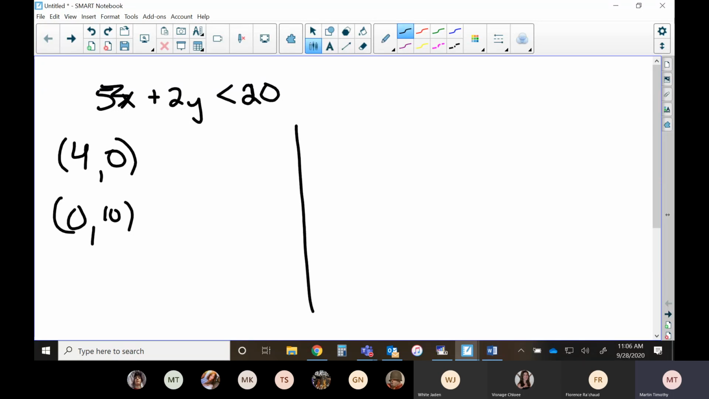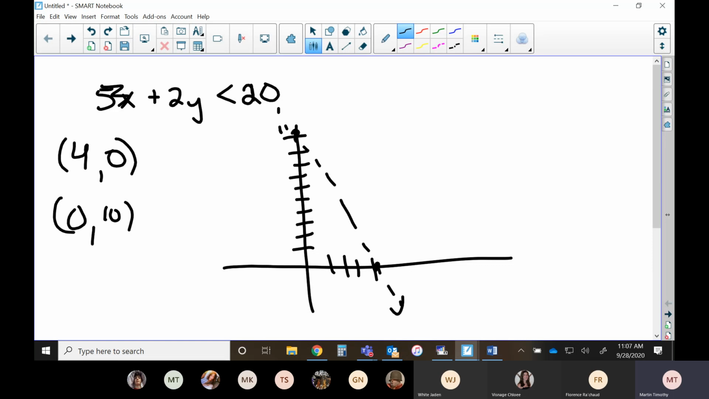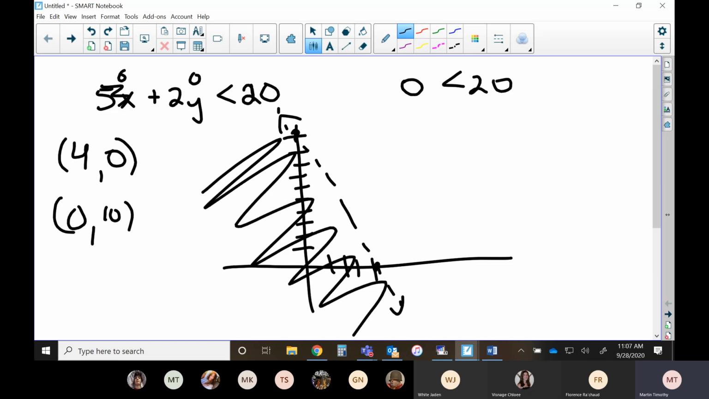So 1, 2, 3, whoa, 4, 1, 2, 3, 4, 5, 6, 7, 8, 9, 10. What kind of line am I going to connect them with? Then I pick 0, 0. Is it true or is it false? 0 times 5 is 0. 0 times 2 is 0. 0 plus 0 is 0. Is 0 greater than or less than 20? Yes, it is. So it's this side.